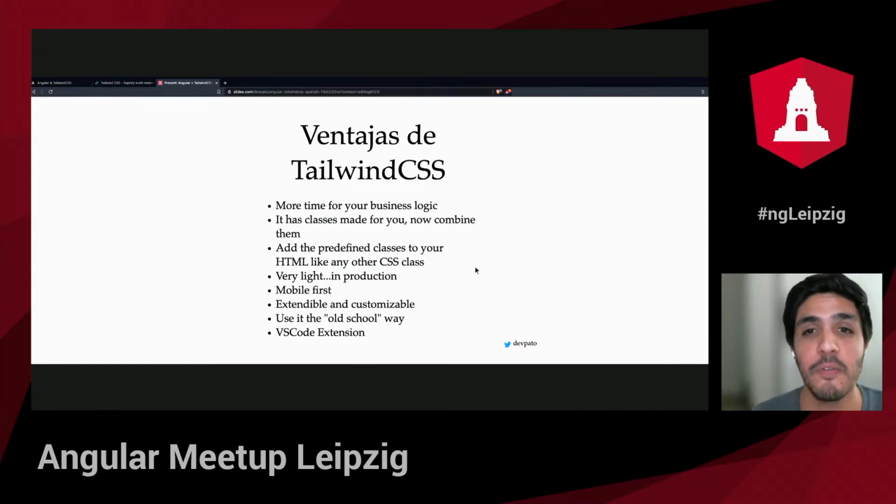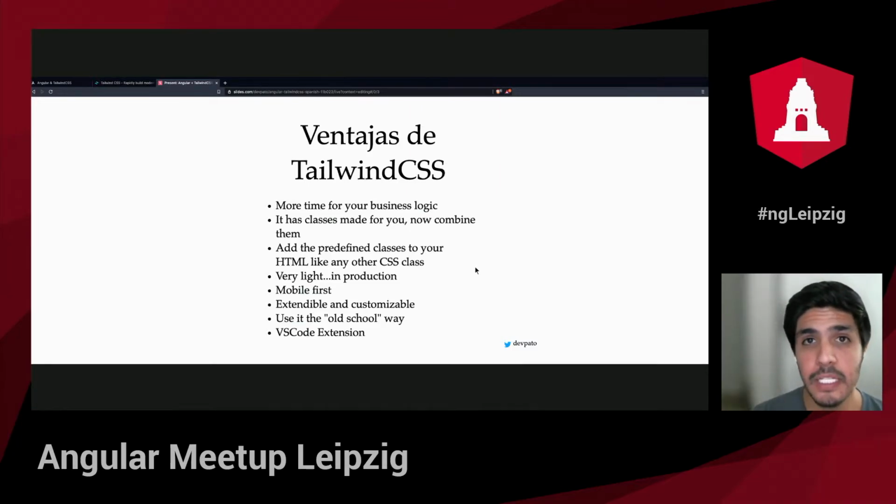So some of the advantages of Tailwind CSS are that since you're not going to really be focusing your time on your CSS, right? You're going to be focusing your time more on your business logic. So you're going to have more time for your business logic because since the CSS classes are already pre-made for you, you don't have to spend the time on that aspect, right? Like I was telling you, it has the classes already made and you can combine them with each other the same way that you do it with any CSS class that you actually create from scratch, right?